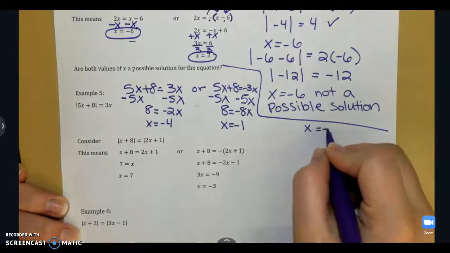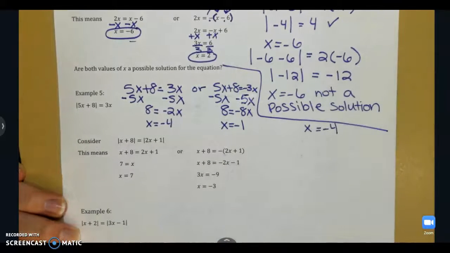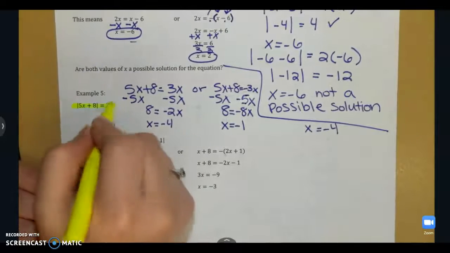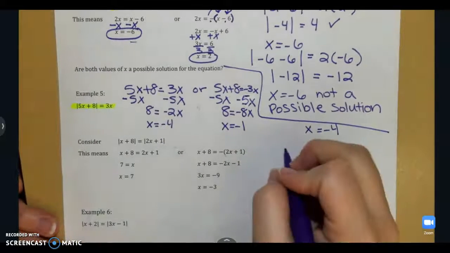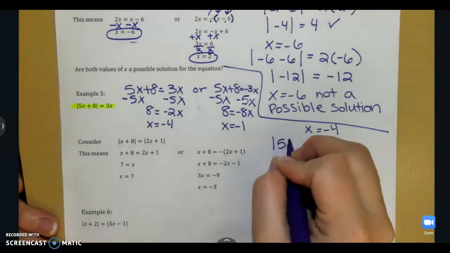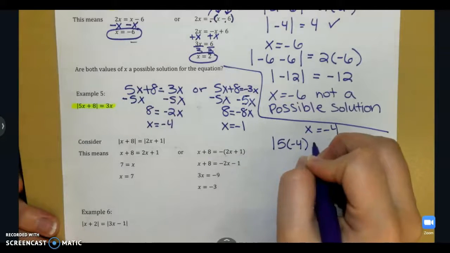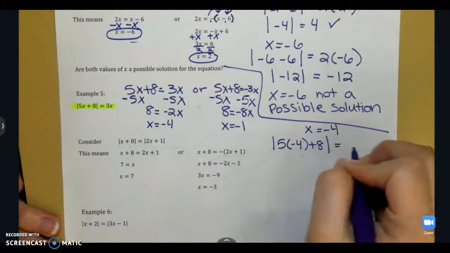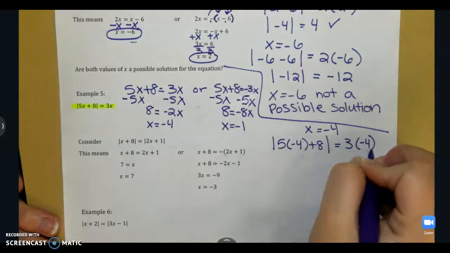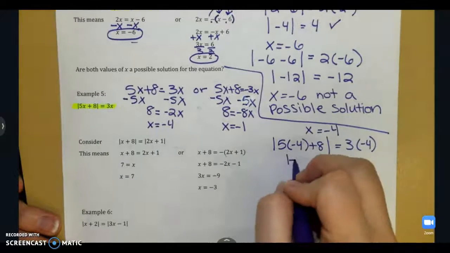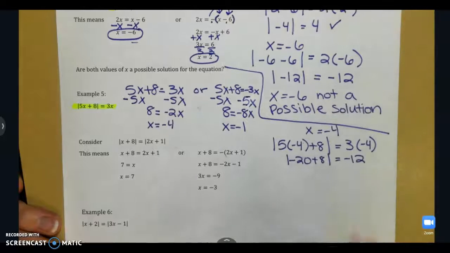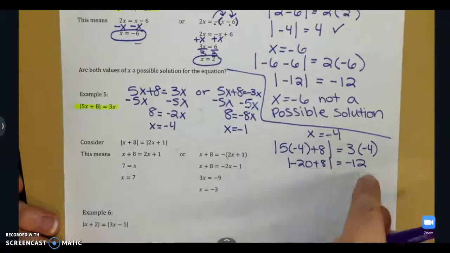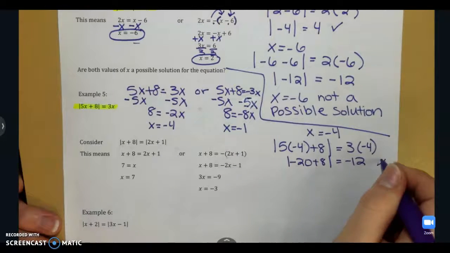So if x is negative 4, again, I'm plugging this in to this equation. Absolute value of 5x plus 8 equals 3x. So that would be the absolute value of 5 times negative 4 plus 8 is equal to 3 times negative 4. So negative 20 plus 8 equals negative 12. I cannot have that my absolute value equals a negative number, so this is not a solution.